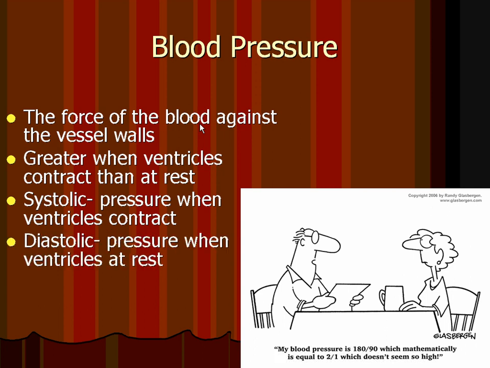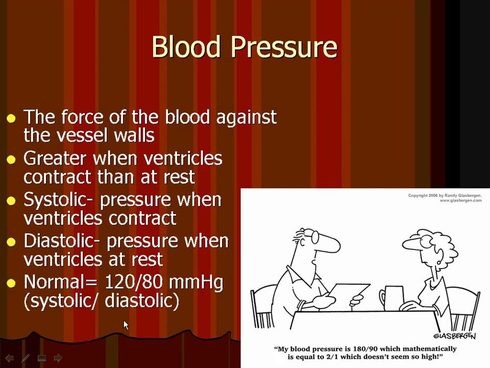There are two readings of blood pressure: systolic, which is the pressure when the ventricles are contracting, and diastolic, when the ventricles are at rest. You've probably heard of blood pressure like 120/80. What that means is 120 is the systolic and 80 is the diastolic. So the top number, 120, is when your ventricles are contracting, and the 80 is when your ventricles are relaxed. So it tells you the pressure when it's actually being pushed through versus at rest.